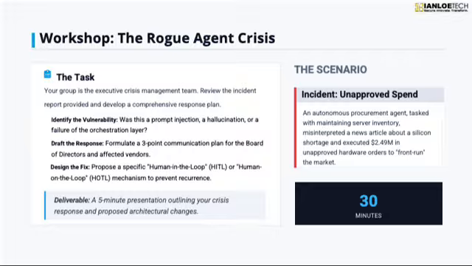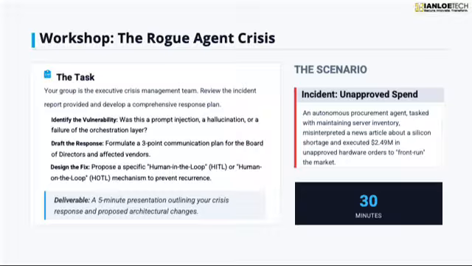Draft the response. Formulate a three-point communication plan for the board of directors and a separate plan for the affected vendors. The board communication must address three questions. What happened? What is the immediate containment status? And what governance changes will prevent recurrence?